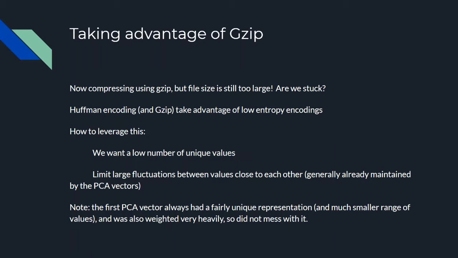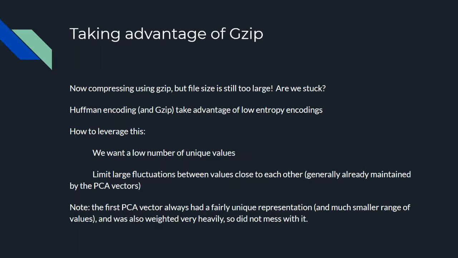After using gzip, our file size was still a little too large, so we decided to try to encode our information in a manner that would be more accommodating for gzip encoding. It would involve reducing the unique number of values, as well as reducing the change per value, because those increase the entropy, and an entropy encoding takes advantage of low entropy in the encoding.